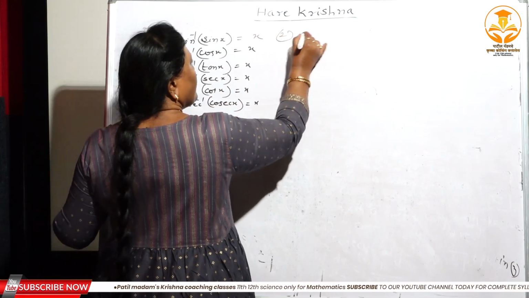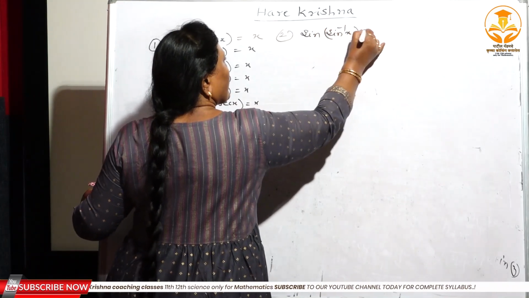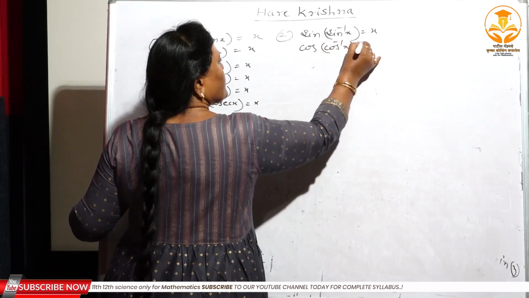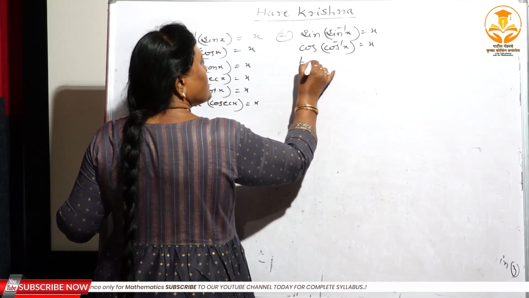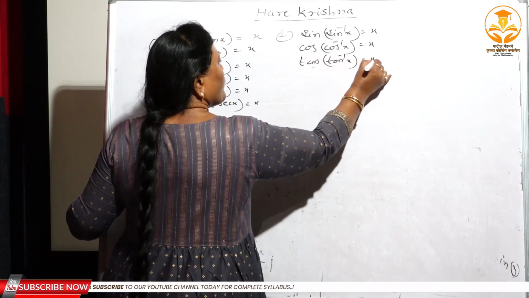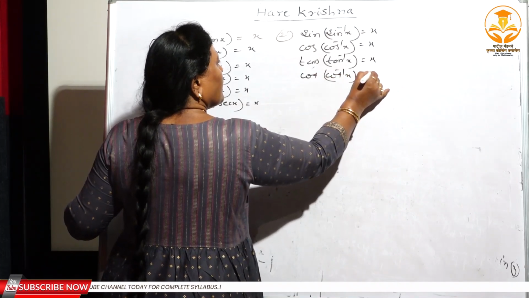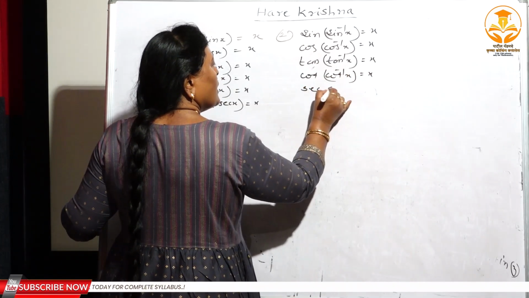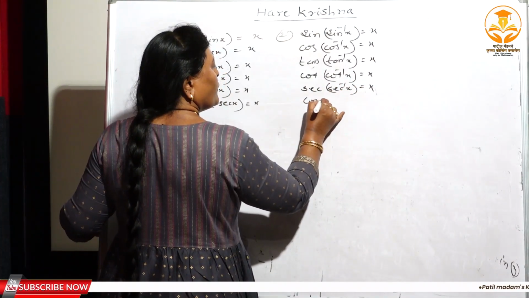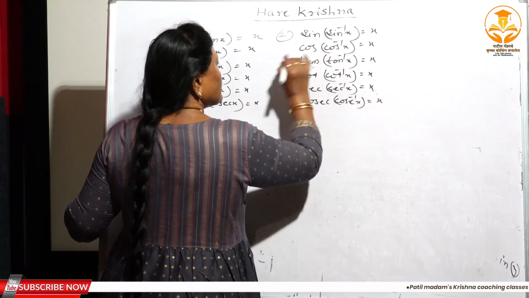Similarly, in the second bunch here, sin of sin inverse x, also you can write as x. Cos of cos inverse x also you can write as x. Tan of tan inverse x also you can write as x. Cot of cot inverse x also you can write as x. Sec of sec inverse x also you can write as x. And cosec of cosec inverse x also you can write as x. This is the second bunch.